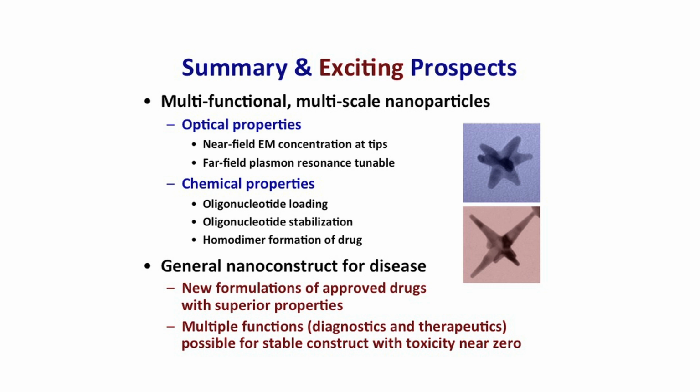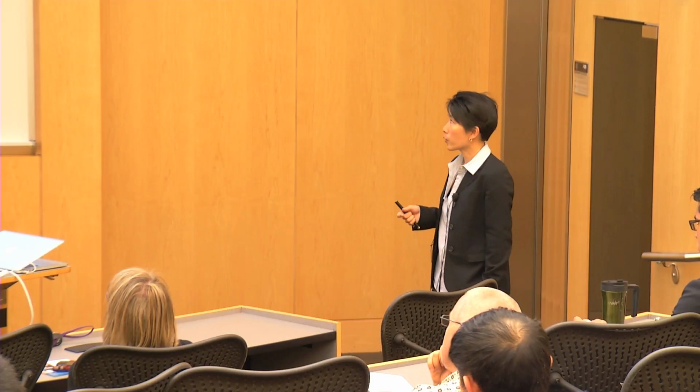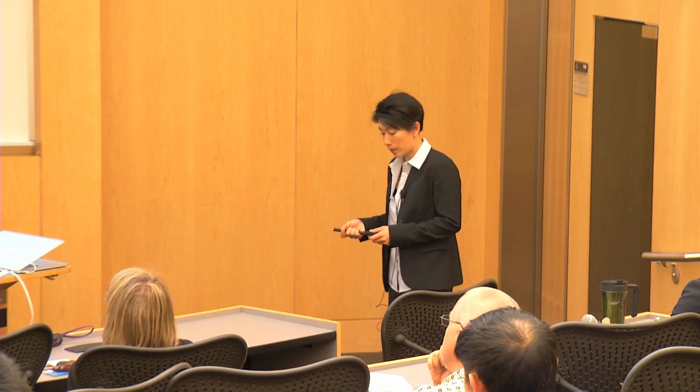We have loaded oligonucleotides. You get higher loading. They're very stable on this type of structure. And this is the first time that you've been able to load homodimers in this way. I think this has possibilities as a new formulation of approved drugs. So if there are other types of aptamers, and we're looking at these also, you can load them onto the nanoparticles, and they're stabilized, and they act like new entities. But then also, you can achieve multiple functions for diagnostics and therapeutics with these highly stabilized nanoconstructs for neurotoxicity effects in vivo.